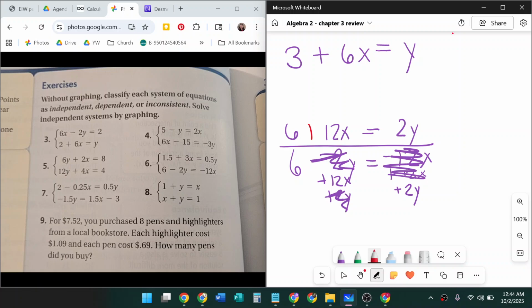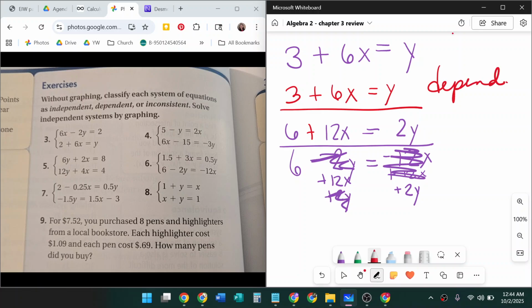And then I'm going to take this and divide everything by 2. So 3 plus 6x equals y. Guess what? That looks exactly like the first one. So for number 6, they're also dependent. All right, I think you're starting to get the point. So we've had an independent where they cross, a dependent where they're the same line, and an inconsistent where there's no solution because, well, they're parallel.